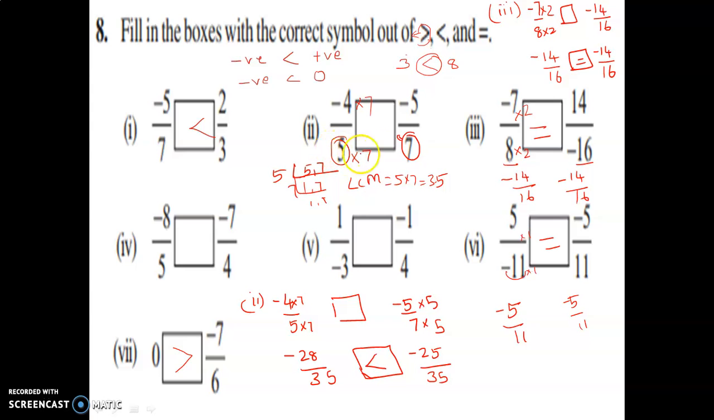Okay, if we don't have any common factors for the denominators, you just multiply with the other rational number as we did now in the second question.